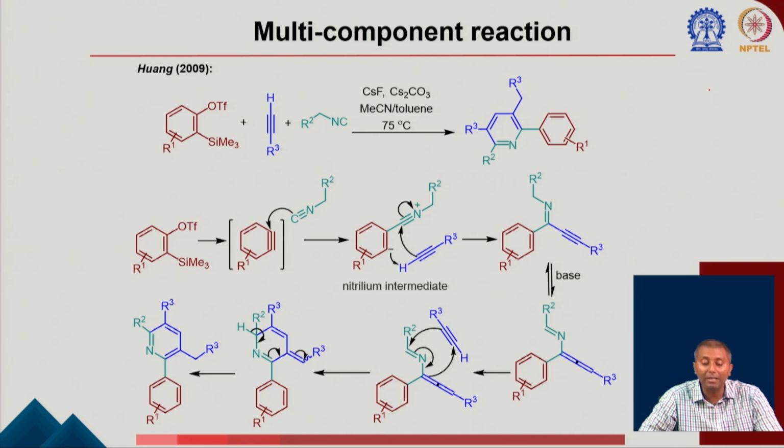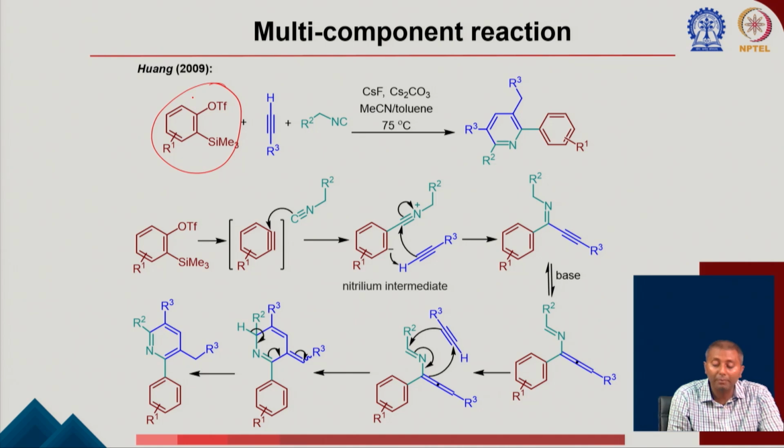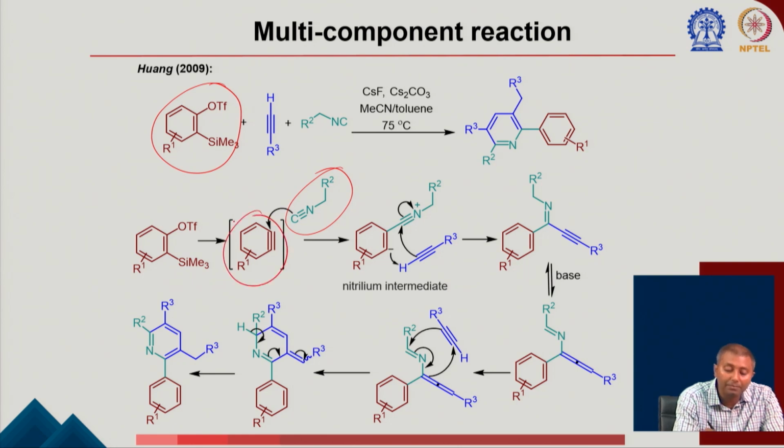So then the final one, the multi-component reaction here, again from this very similar Kobayashi method, it is generating a corresponding benzyne which is getting attacked by an isocyanide here. If you remember, the isocyanide always attacks through the carbon, not through the nitrogen. So the isocyanide attacks the benzyne here. Once it is attacking the benzyne, you can see it is generating a carbanion, and it is generating a nitrilium intermediate.